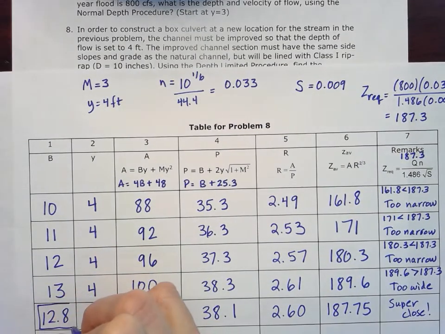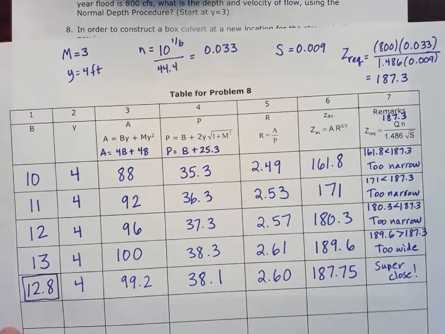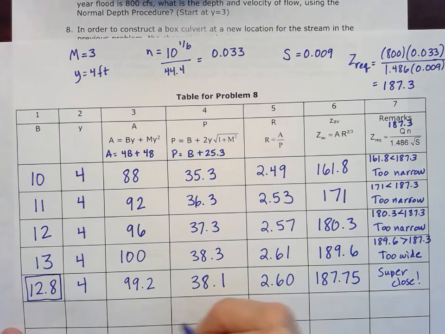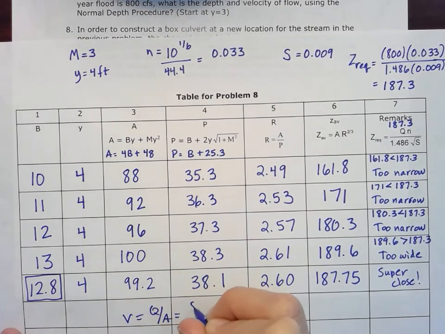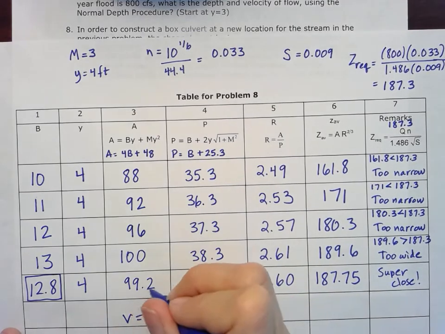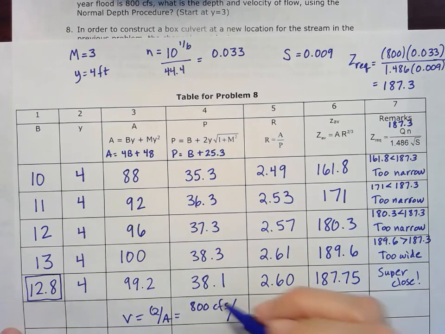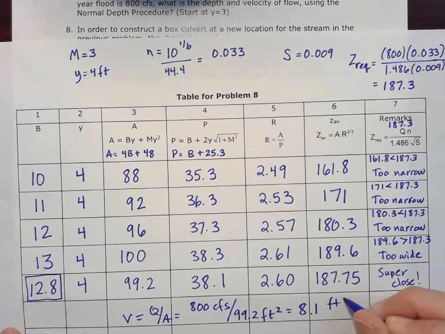And we can also go ahead and solve for that velocity too. As we know that velocity is going to be our Q over our A, in this case 800 cubic feet per second divided by the area here of the 12.8 foot base width, 99.2 square feet, which gives me a final velocity of 8.1 feet per second for problem 8.